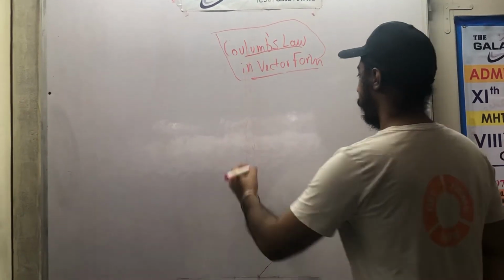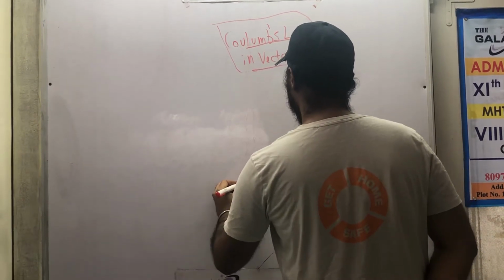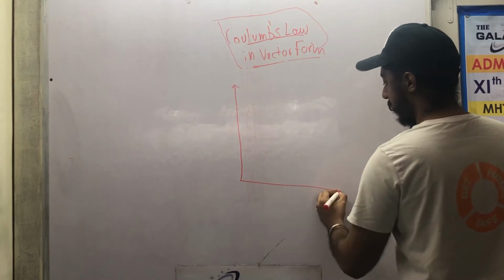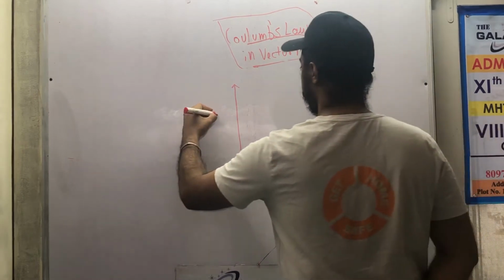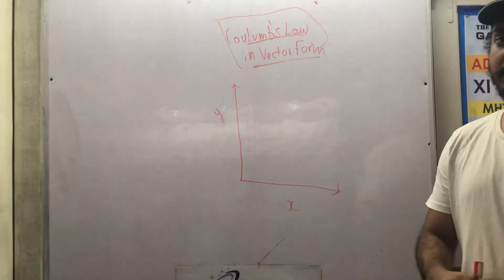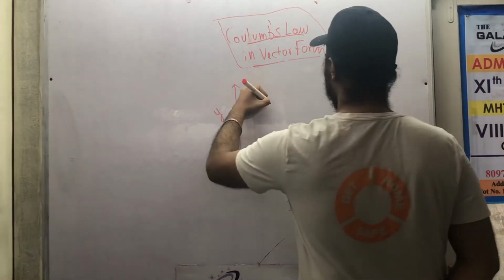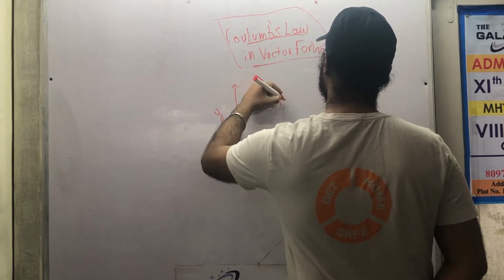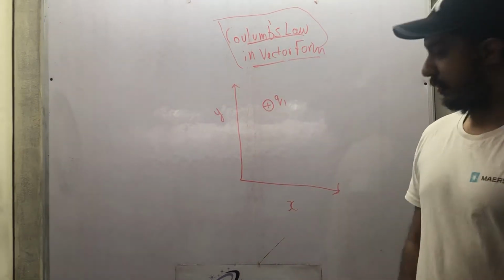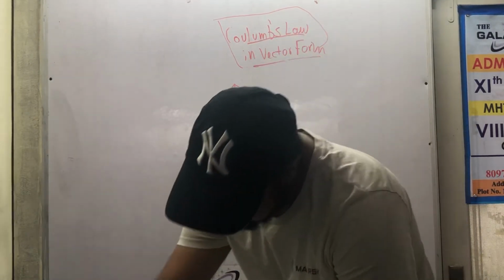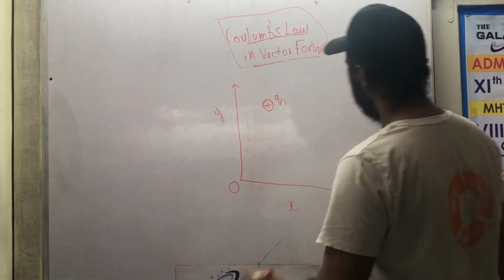So let's start. First of all, I will make the Cartesian plane. This is the y axis and this is the x axis. Now we will assume there is a charge q1 here. This is the origin here, and there is another charge, q2.